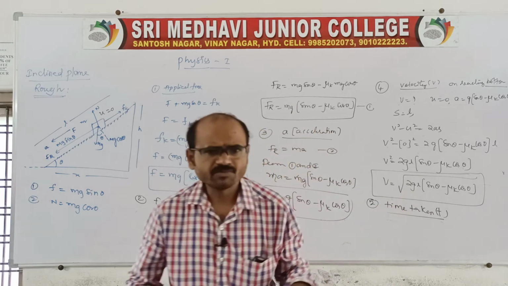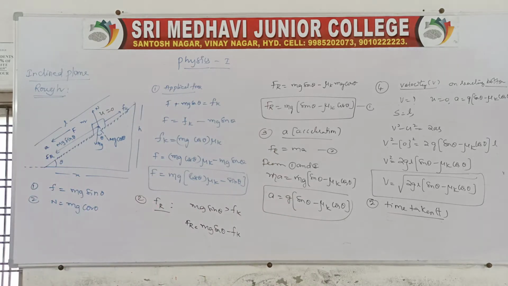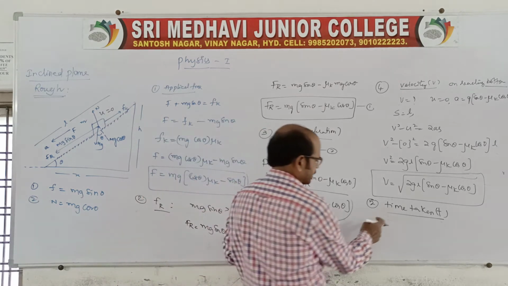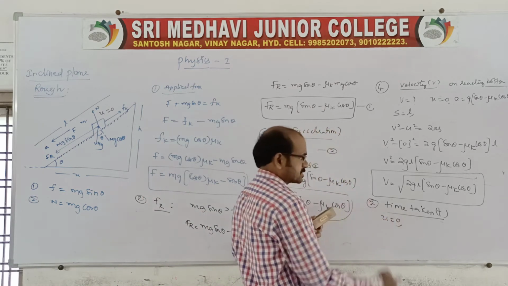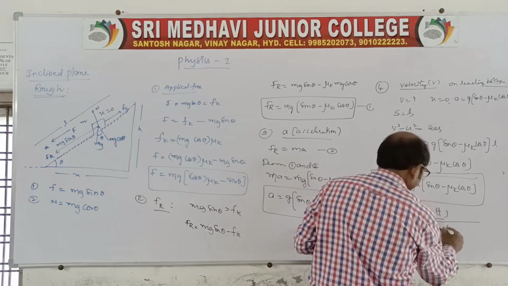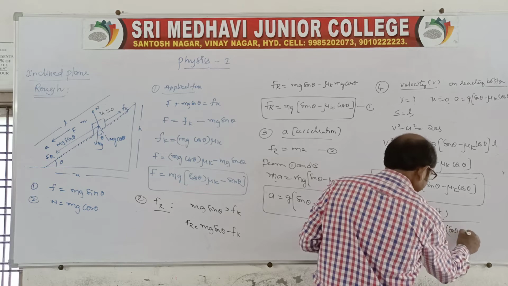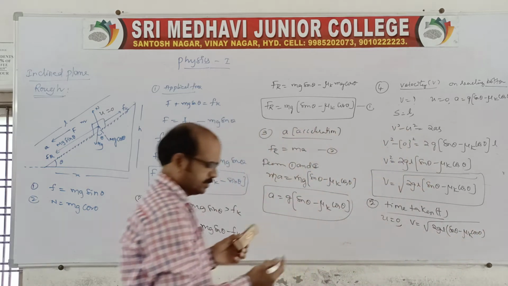So by using this all we can get the time taken. So I will show you the time taken answer. Here you write for the time taken, say which is falling freely, you say u is 0, and it is falling with velocity v is equal to root over 2gl of sin theta minus mu k cos theta. Clear?